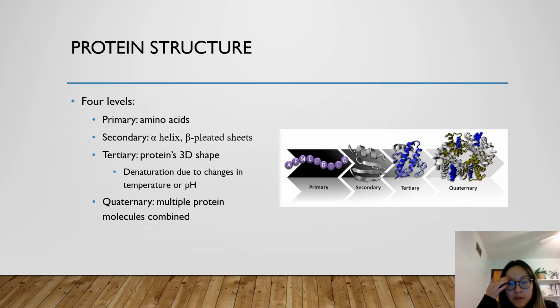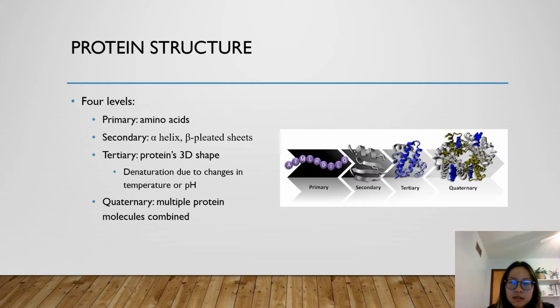Since proteins are very large, describing protein structure is best accomplished using 4 levels, which would be primary, secondary, tertiary, and quaternary. So for primary structure, that is just the amino acid sequence of the protein. And then for secondary structure, that is the orientation of segments of the peptide backbone in a pattern. And there are 2 most common secondary structures, the alpha helix and beta pleated sheet.